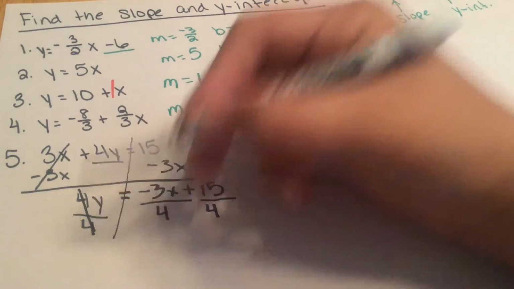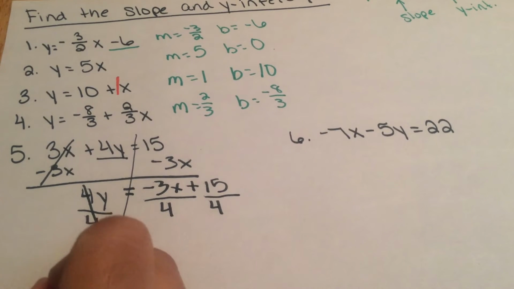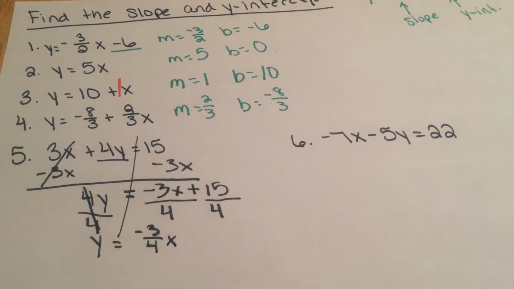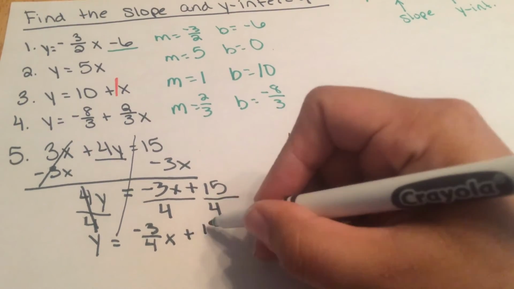So I'm going to get rid of my 4's here. The only thing that's left on that left side is going to be y. Now, we don't have to do a whole lot of stuff here. We don't have to convert to decimals unless we want to. We don't have to make anything a mixed number. All I need to do is just write this as a fraction. So negative 3/4 x plus 15/4.